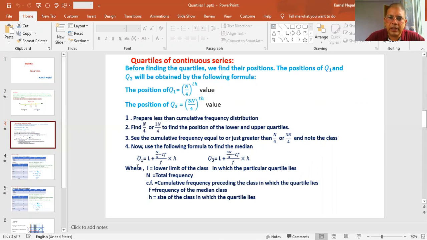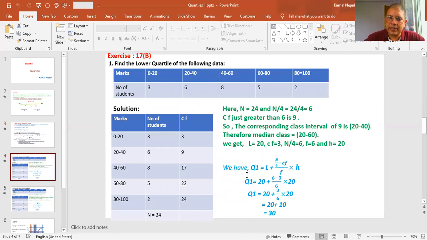Q1 is equal to l plus n by 4 minus cf by f into h, and quartile 3 is equal to l plus 3n by 4 minus cf by f into h. The meanings are exactly the same as for the median. l is the lower limit of the quartile class, n is the total frequency, cf is the cumulative frequency preceding the class in which the quartile lies, f is the frequency of the class in which the quartile lies, and h is the size of that class. You can understand by doing our exercise.